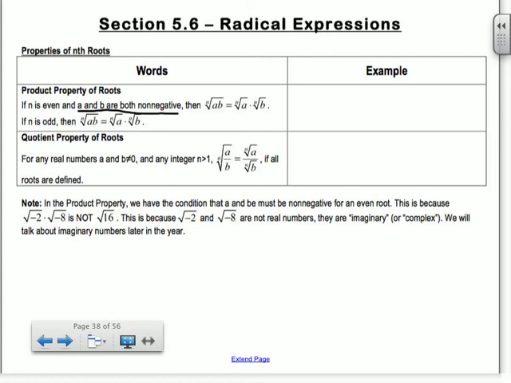Okay, so basically you can multiply individual nth roots into one big nth root. So an example would be something like the cube root of 3 times the cube root of 9 would be the cube root of 3 times 9, so 27, which then you could simplify, so the cube root of 27 is 3. Or like the square root of 2 times the square root of 8 is the square root of 16, which is 4.